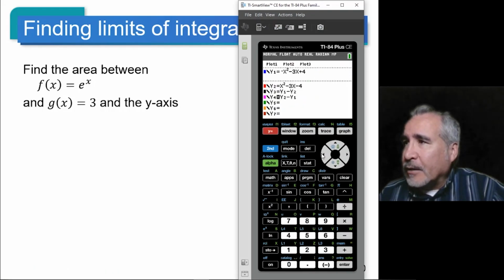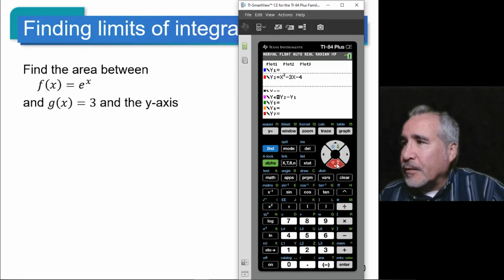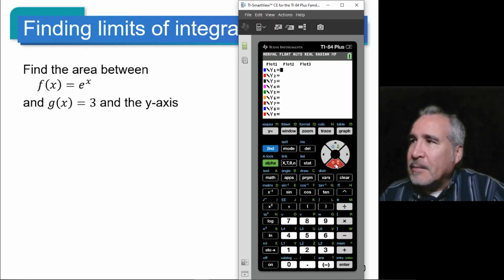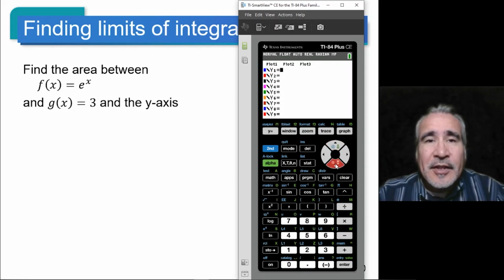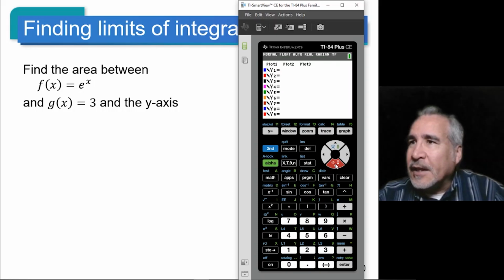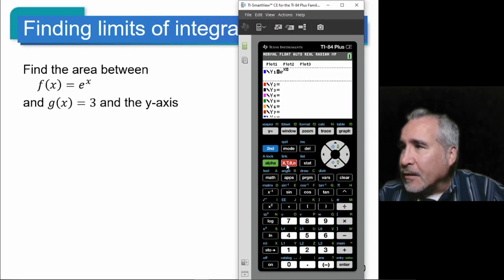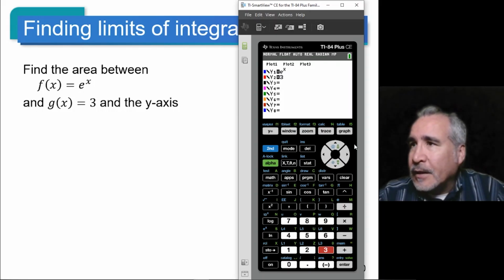So we're going to come back to our calculator. We can now remove all of these previous things that we did. You could leave the y1, y2 because that might be helpful. Actually, you could just leave it there, turn them on and off. I should have done that, but I wasn't thinking. So the first one, we have e to the x, and then the second function will be 3. So now we want to graph it.